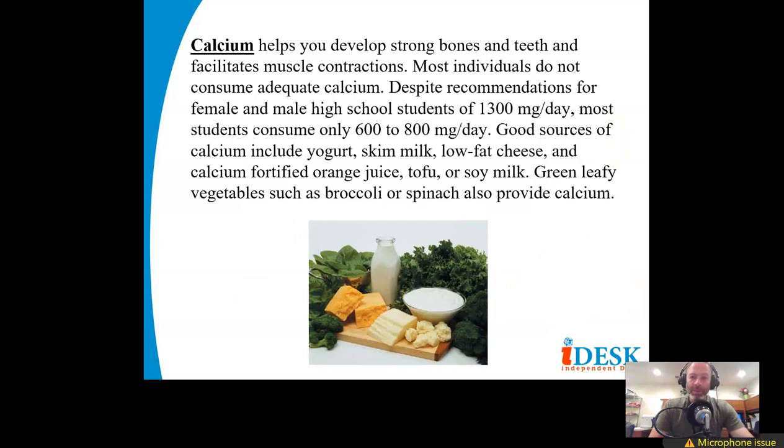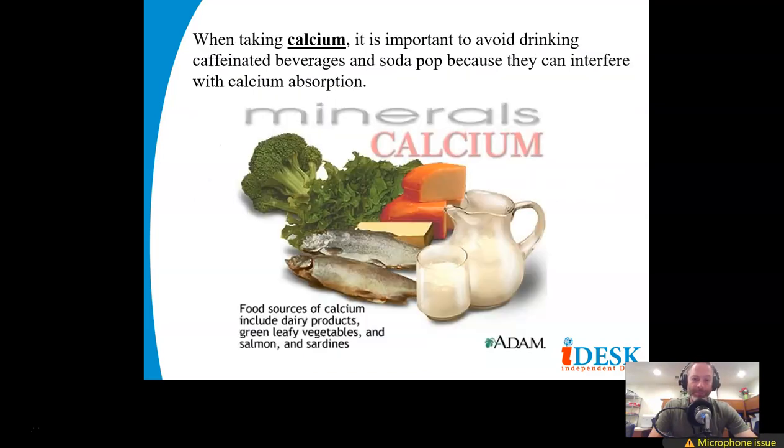Calcium helps you develop strong bones and teeth and facilitates muscle contraction, so you need to have good calcium levels. Most individuals do not consume adequate calcium. Despite recommendations for female and male high school students of 1,300 milligrams per day, most students consume only 600 to 800 milligrams per day. Good sources of calcium include yogurt, skim milk, low-fat cheese, and calcium-fortified orange juice, tofu, or soy milk. Green leafy vegetables such as broccoli or spinach also provide calcium. So you can get calcium from a lot of different sources.